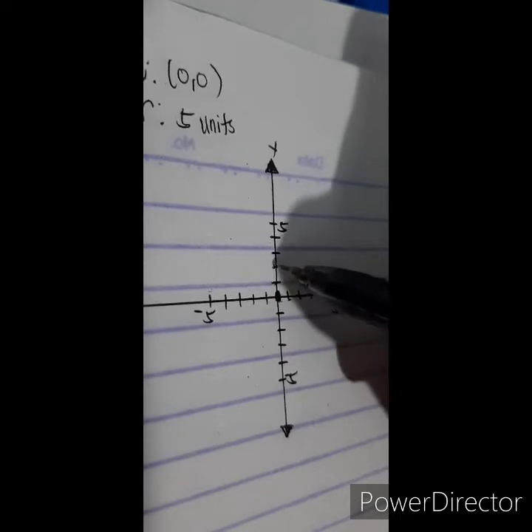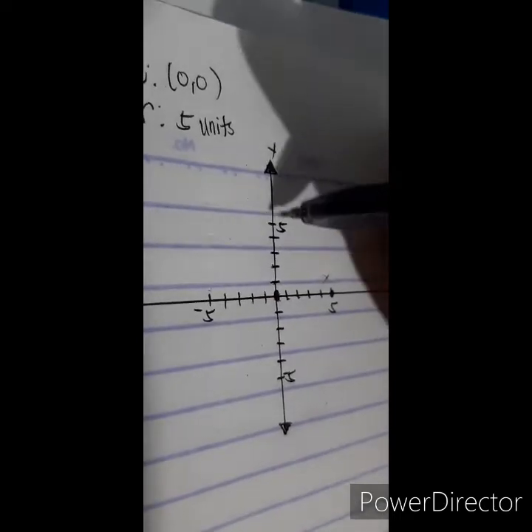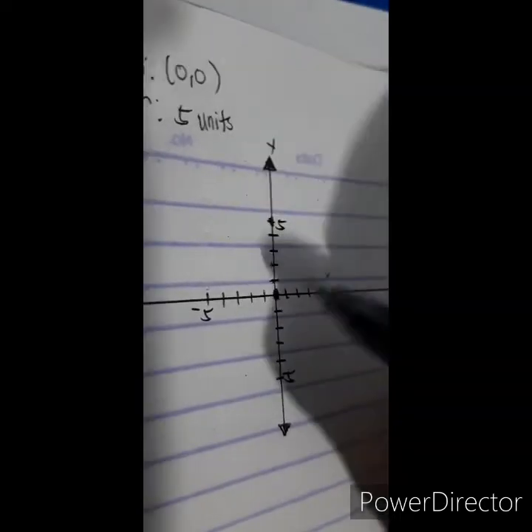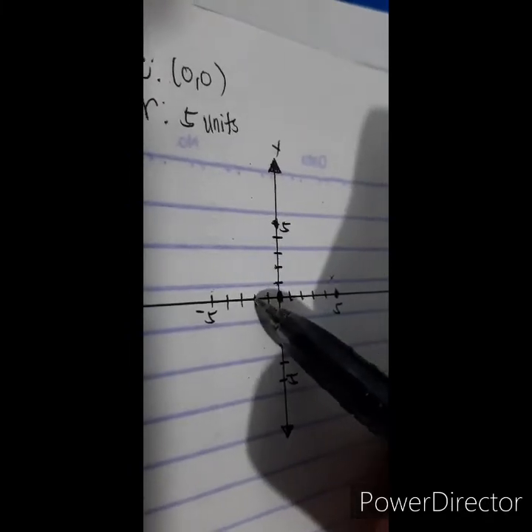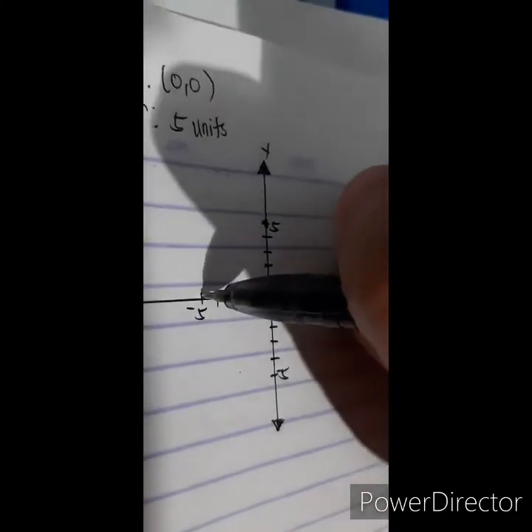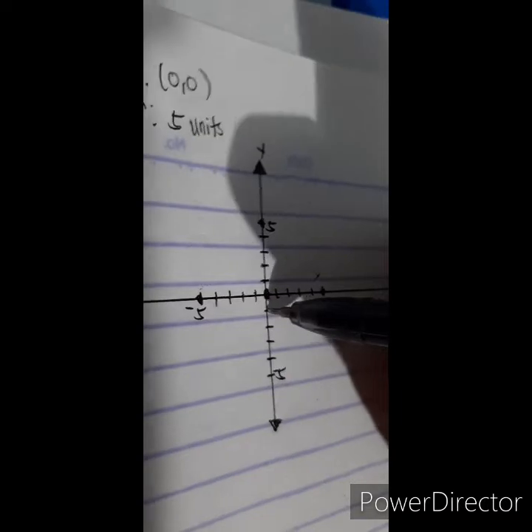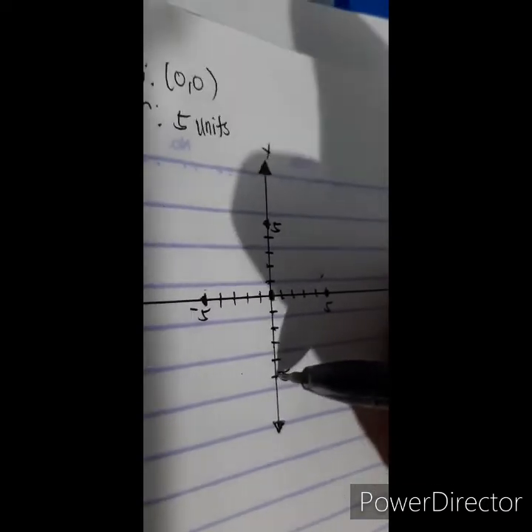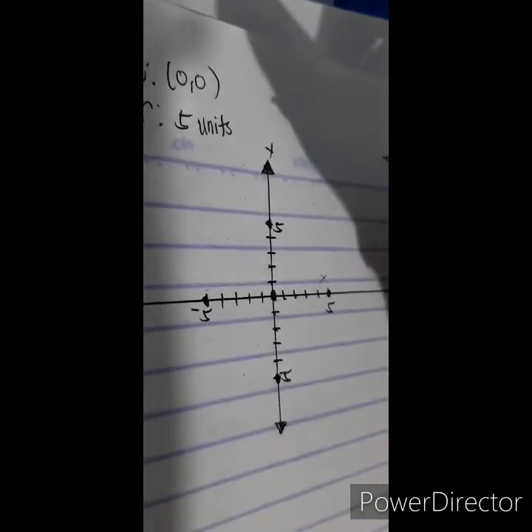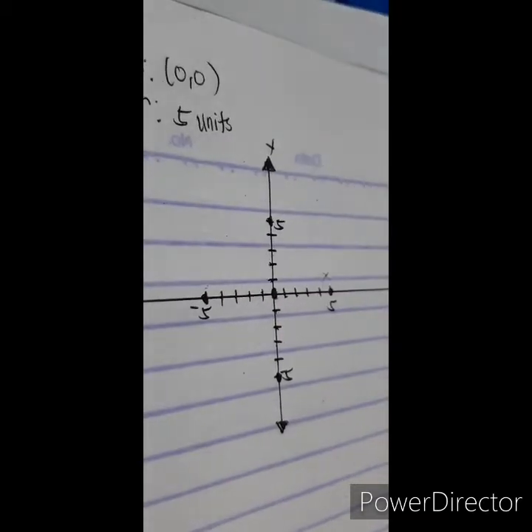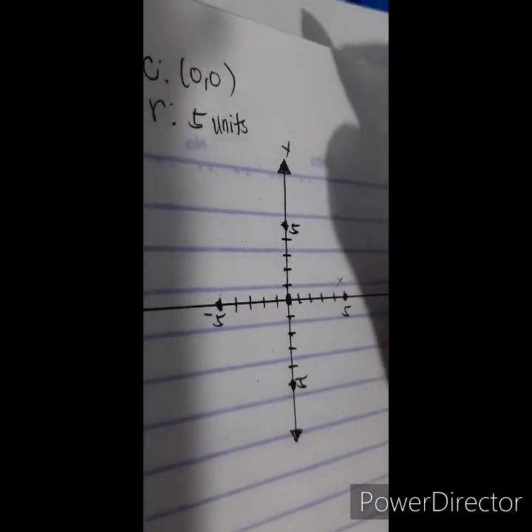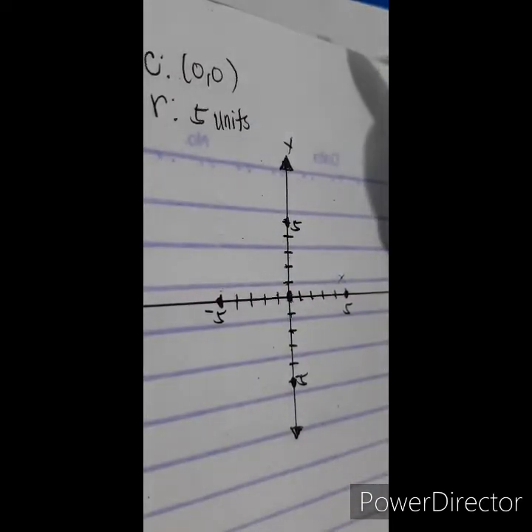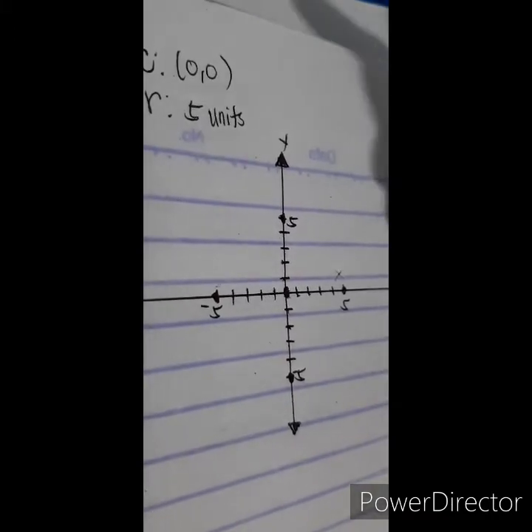Next, 1, 2, 3, 4, 5. Going to the left, 1, 2, 3, 4, 5. Going downward, 1, 2, 3, 4, 5. Afterwards, we have to connect the dots in our Cartesian coordinate system. Just make sure that it looks like a circle and not a square.